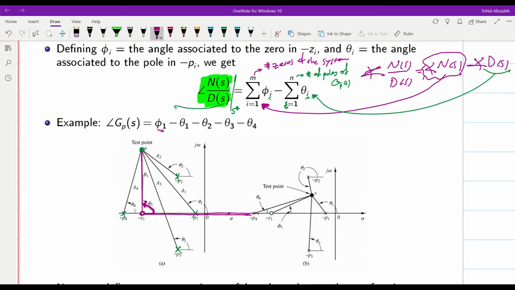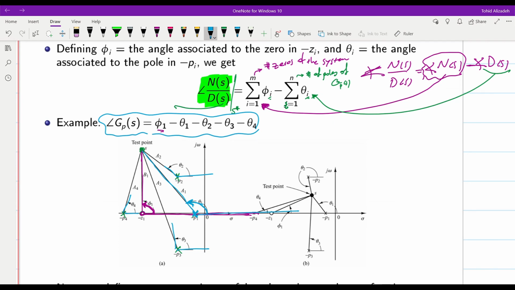Then we find the phase contribution coming from the poles. For the pole over here, P1, similarly we connect it to the test point. We draw a horizontal line towards plus infinity, and then we find the angle between those two lines, and we will get theta 1. Theta 2, theta 3, and theta 4 are obtained in a similar way. So the phase of GP will be equal to phi 1 minus theta 1 minus theta 2 minus theta 3 minus theta 4.